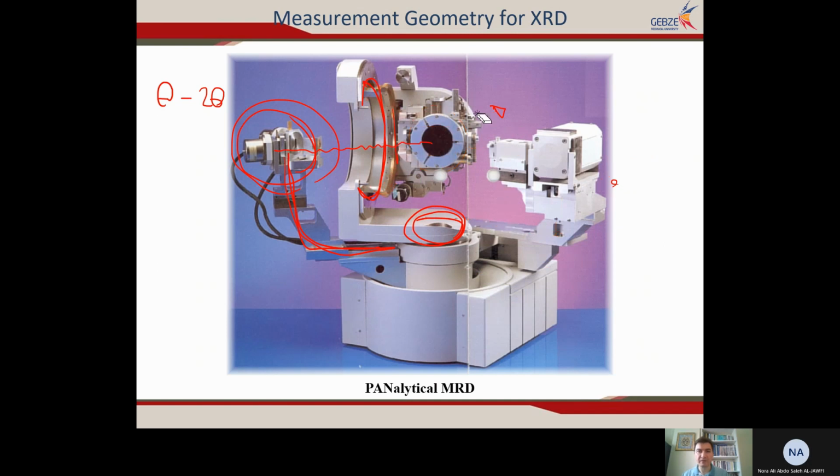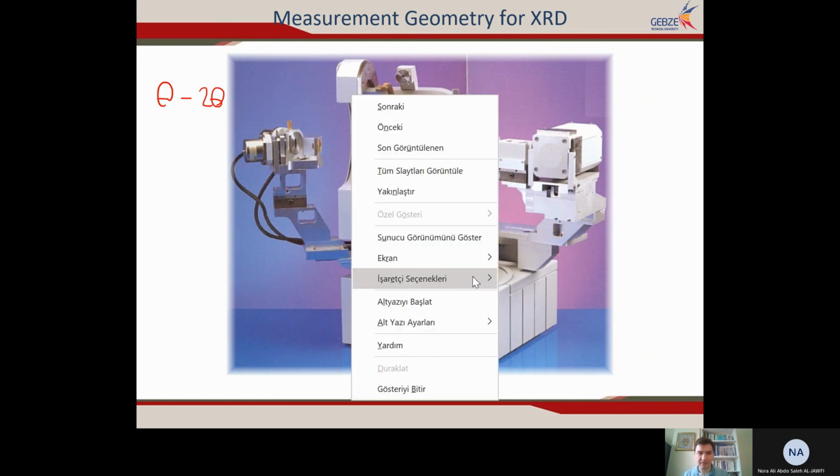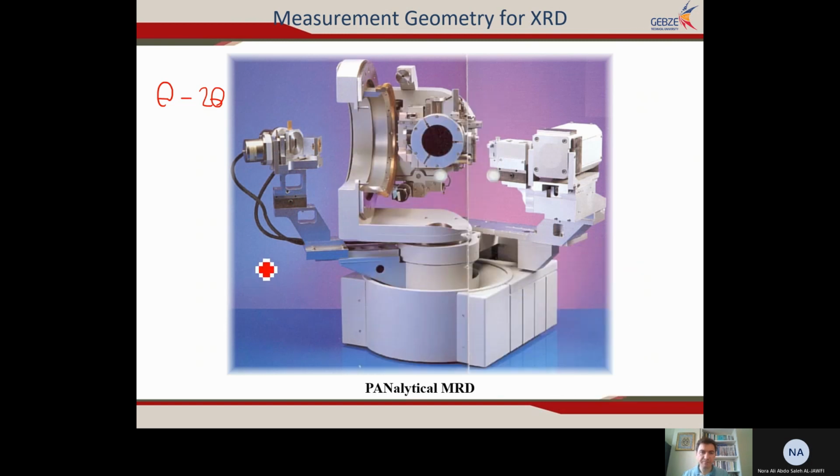So what about the theta-theta scan configuration? Let me also draw this one. Consider that this is your sample, which is staying here, and then you send X-rays with some incident theta angle. This is the X-ray source, and here we have the detector.